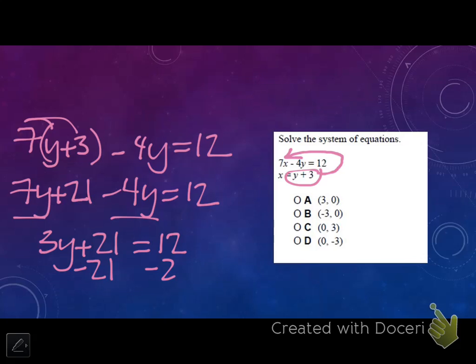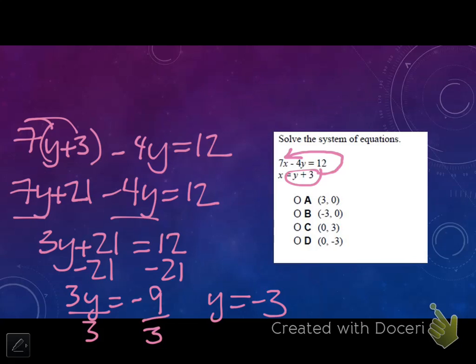Subtract 21. 12 minus 21 is negative 9. Divide both sides by 3, so my y should equal negative 3. Well, it looks like D is the only one that has y, because remember points are x comma y. Y is negative 3. Now, check your answer. Plug this point back into both of these equations to make sure that it's true.